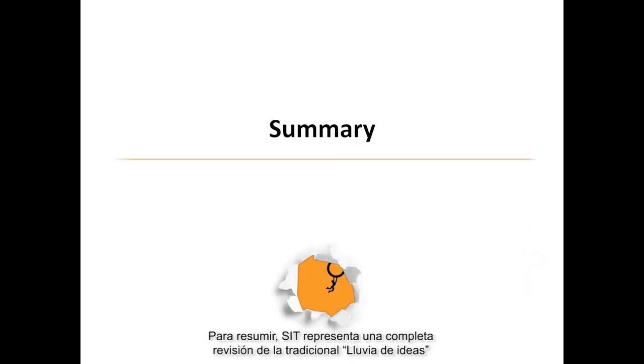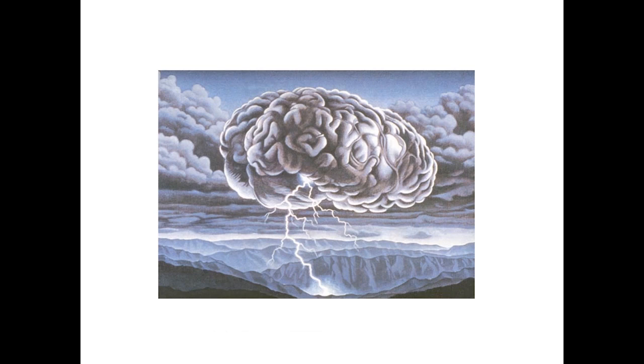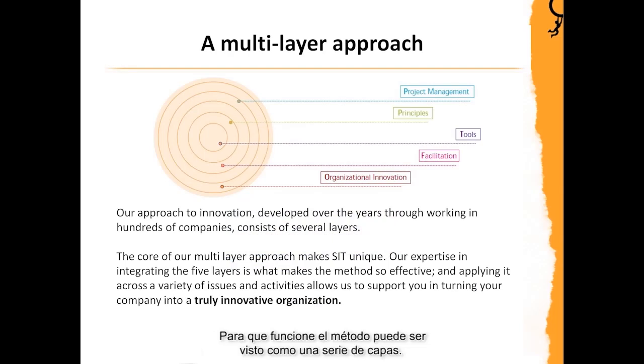So to sum up, SIT represents a complete overhaul of traditional brainstorming, replacing the creative free-for-all with a highly disciplined, inside-the-box approach to idea generation. And, unlike most inventive methods, it starts with what we have rather than what we need. To make it work, the method can be seen as consisting of a few layers. At the core, there are the thinking tools, the 5 unique tools based on the patterns that we discussed before. These are structured thinking procedures.